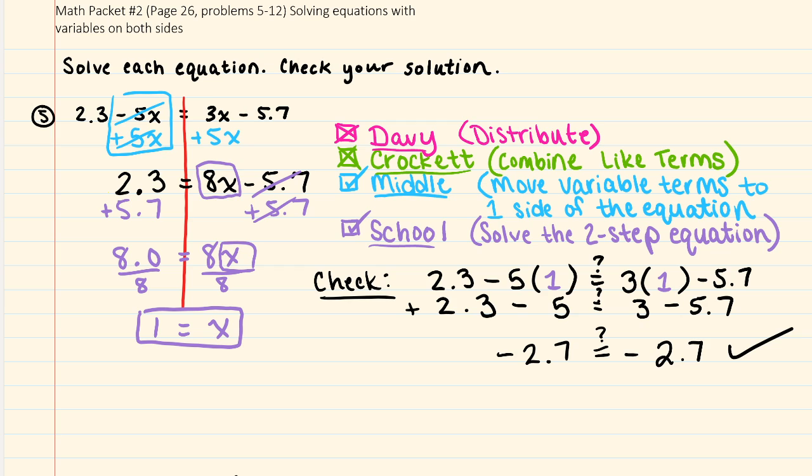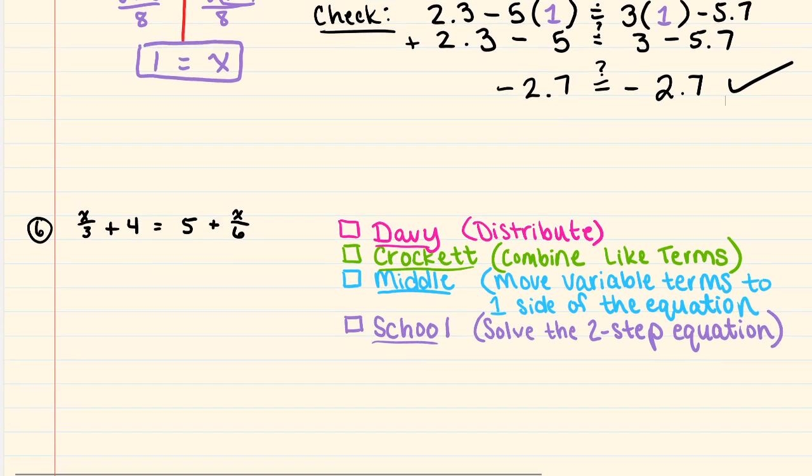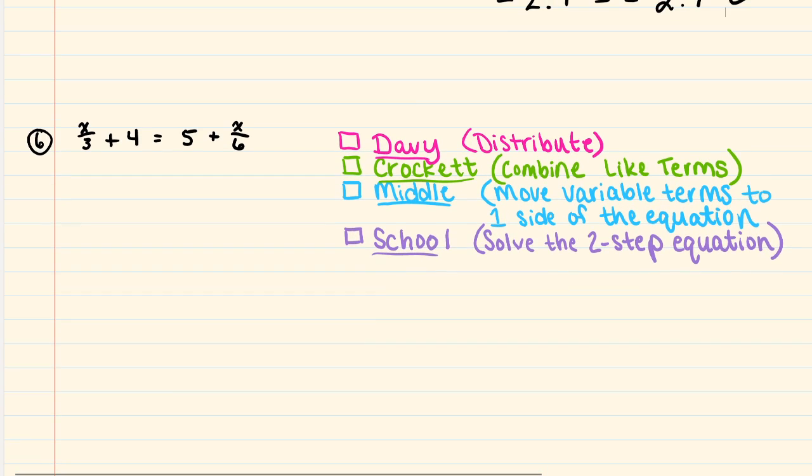Alright, now let's try number 6 using the same steps. Okay, again, we don't have any distribution. I don't even have parentheses, so we'll just mark that out. Combine like terms. Let's see here. On the left-hand side, I have a variable term and a constant. That won't work. And then on the right-hand side, I have a constant term and a variable term. So there's no like terms that I can combine.